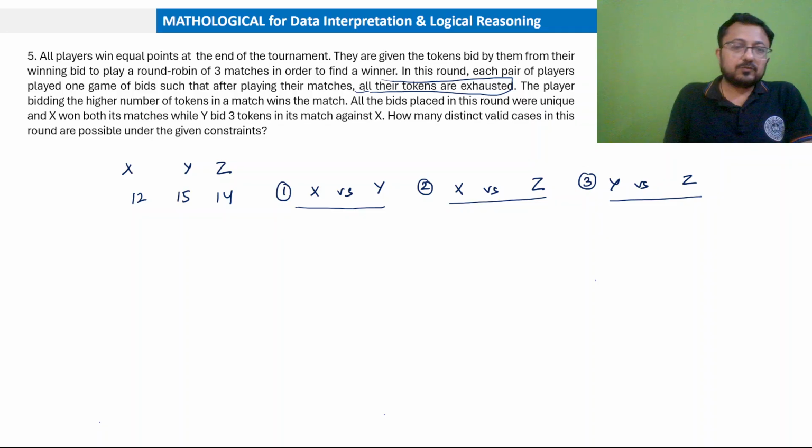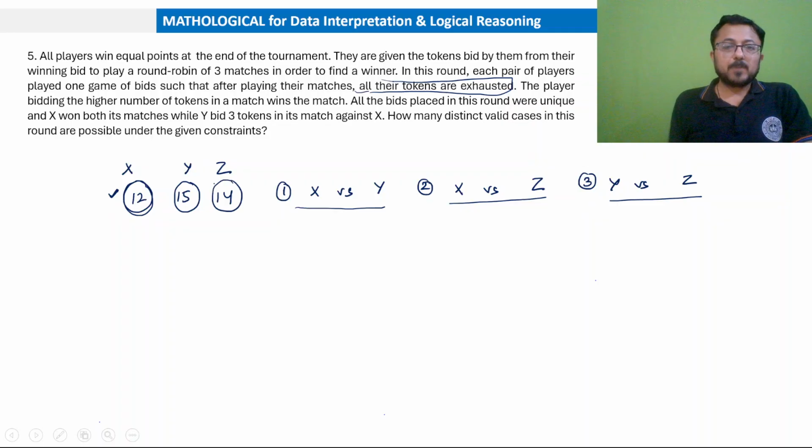Like when X will be placing the bids for 2 matches, total sum of tokens that he is placing for bids will be 12, that for Y will be 15, and that for Z will be 14. Also given that Y has placed 3 tokens, bid 3 tokens in his match against X. So Y का value तो fixed है, 3 tokens Y has bid in his match against X, and if that is the scenario, then Y must have bid total 15 tokens मिले थे Y को. So out of 15, 3 tokens Y has bid in his match against X, so remaining 12 will be bid by Y against Z.